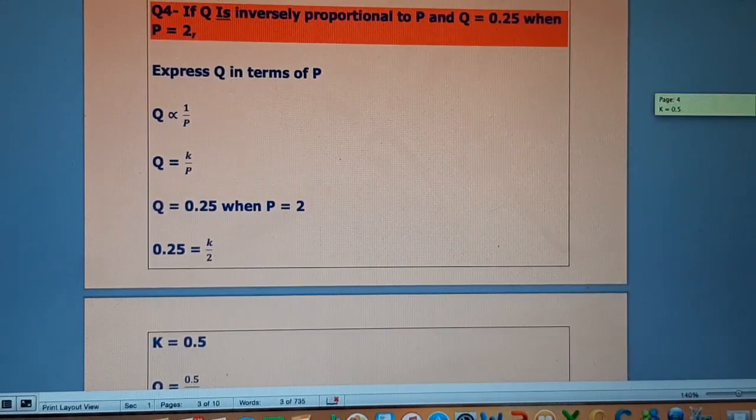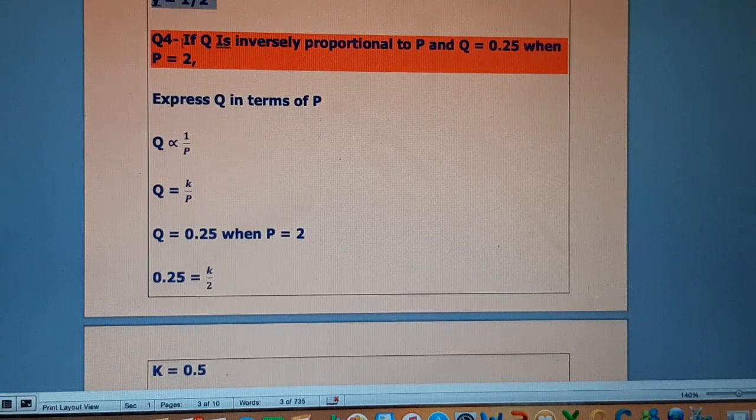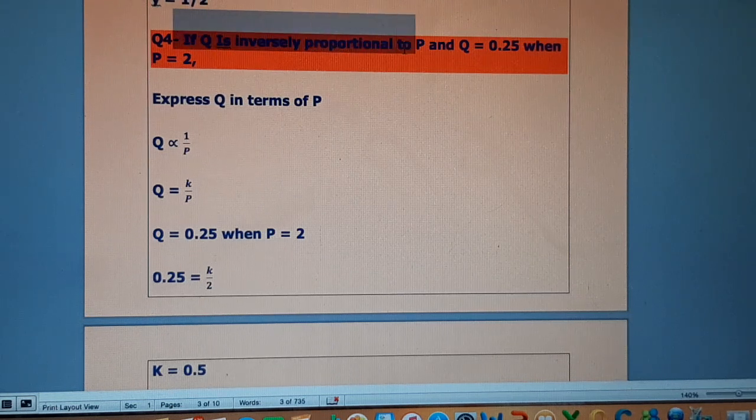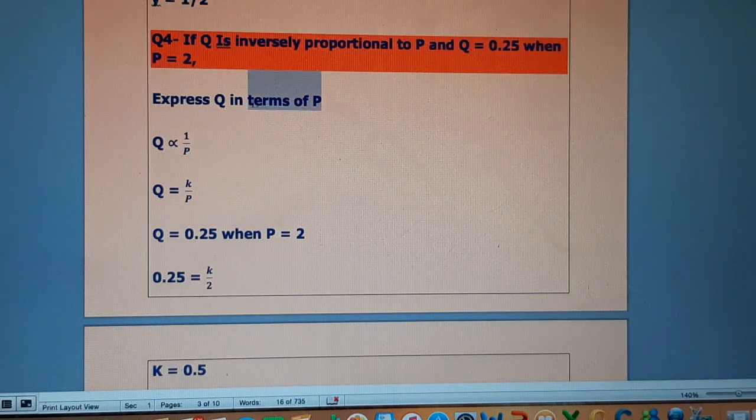In question number 4, if q is inversely proportional to p and q is 0.25 when p is 2, express q in terms of p. Now q is inversely proportional to p, then q is equal to k over p. The proportionality sign is replaced by an equality sign by inserting a constant k. Now when q is 0.25, this is given over here, then p is equal to 2. So use q as 0.25 and p equal to 2. You can find the value of k. The value of k will be 0.5.